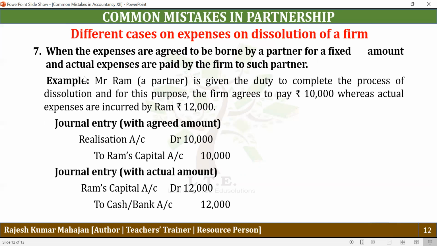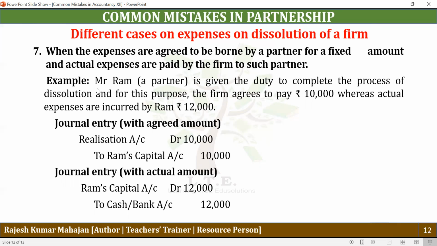Here you will be given 2 different transactions. So one will be the total expenses which are borne, and another actual amount of expenses paid by the partner. So let's understand. When the expenses are agreed to be borne by a partner for a fixed amount and the actual expenses are paid by the firm to such partner. So how such type of case may appear in the exam?